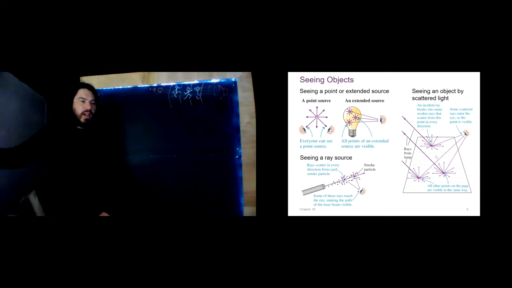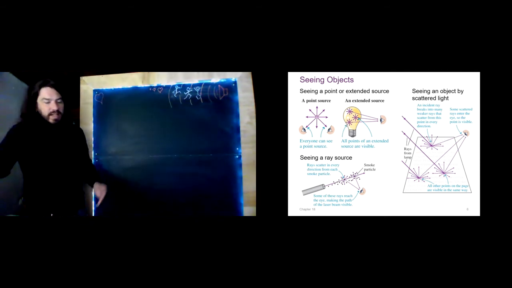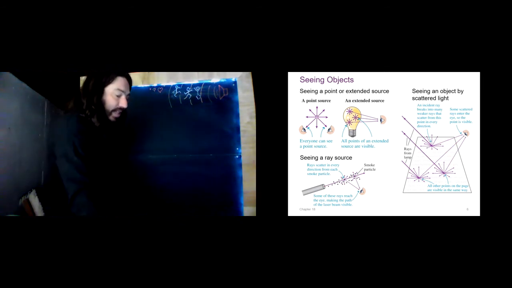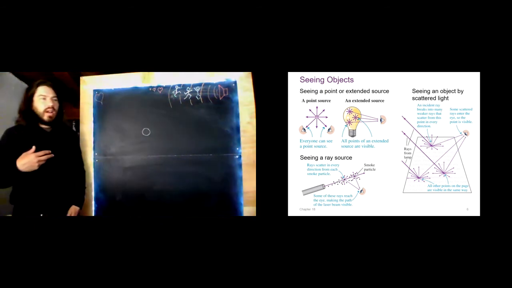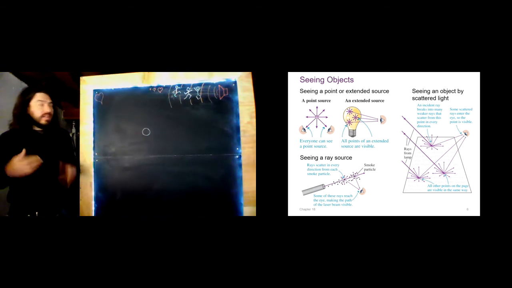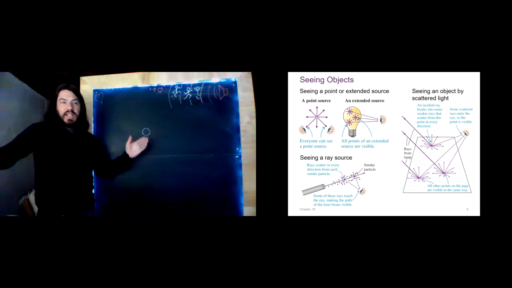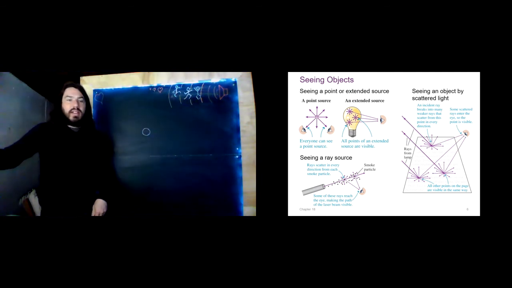A lot of objects we do see by reflection. They're not actually self-luminous. Like these three objects here, the laser pointer, the point source, and the extended source, those are self-luminous. But you can see this blackboard, not because it is illuminated itself. Right? This little mark that I'm making on here, that chalk is not self-luminous. You can see that because light is bouncing off of it and into, in this case, the camera on my computer.